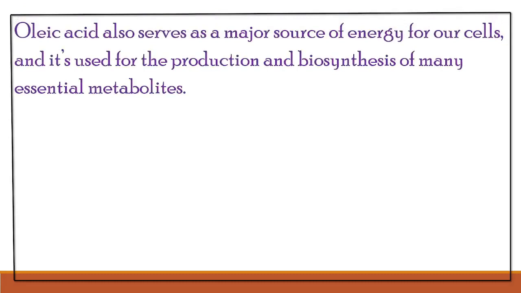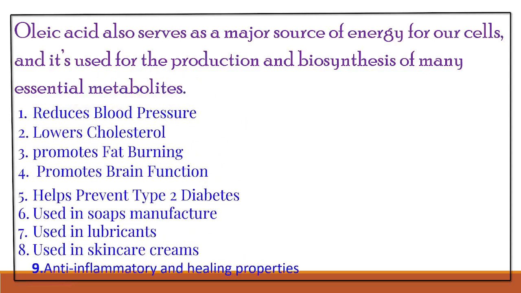Oleic acid also serves as a major source of energy for our cells, and it is used for the production and biosynthesis of many essential metabolites. Here, the brief uses of the oleic acid are given below. 1. It reduces the blood pressure. 2. Lowers cholesterol. 3. Promotes fat burning. 4. Promotes brain function. 5. Helps prevent type 2 diabetes. 6. Used in soap manufacturing. 7. Used in lubricants. 8. Used in skincare creams. And it has anti-inflammatory and healing properties. These are the important uses and benefits of the oleic acid. Here, the video ends.